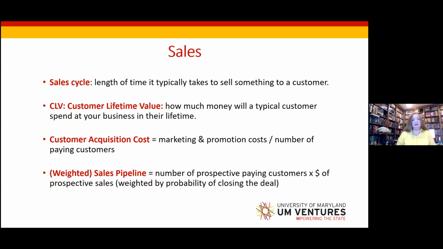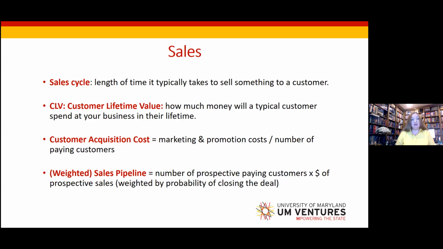Let's talk about sales. No company can exist without sales, so this is really important. Sales cycle is the length of time it typically takes to sell something to a customer. For example, if I walk into a Starbucks, it takes the amount of time it takes for me to pay for coffee and get it. However, if you're trying to sell something to University of Maryland, depending on the amount of money, if you're selling something over $5,000, over $25,000, you have to get through a lot of approval processes. You might need to get on their next year's budget. So a sales cycle could be very long, up to a year or two.